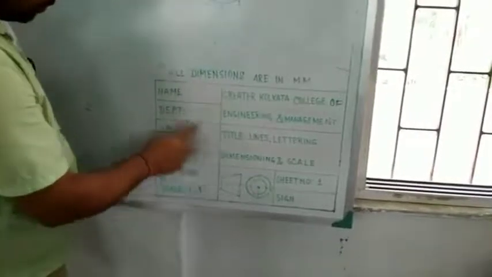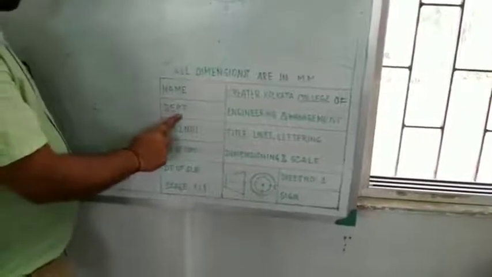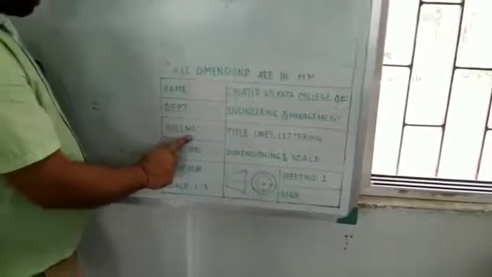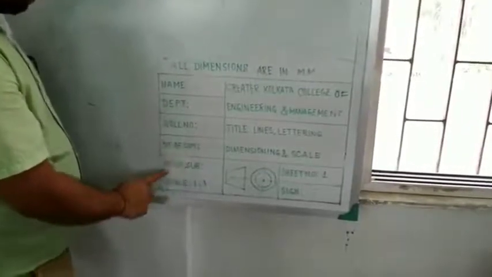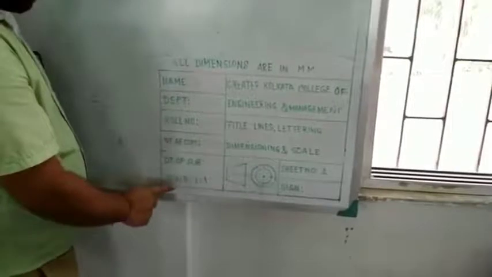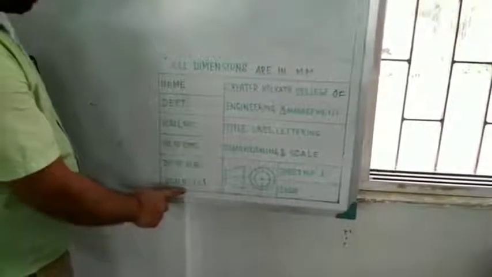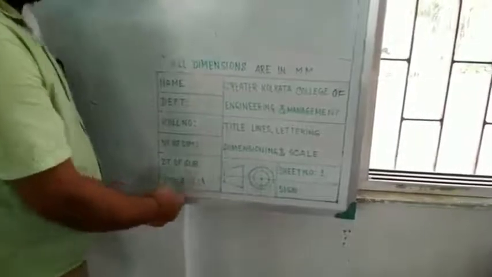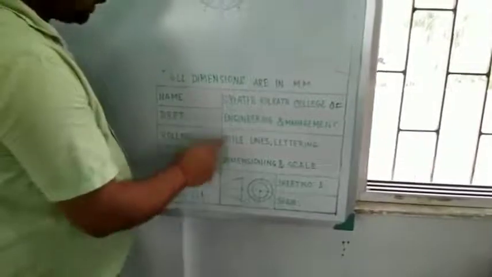Okay. First you have to write your name. Then you have to write your department. Then you have to write roll number. Then you have to write date of commencement. Then you have to write date of submission. And in the last portion, you have to write the scale. It may be 1:1 or it may vary depending on the requirement.